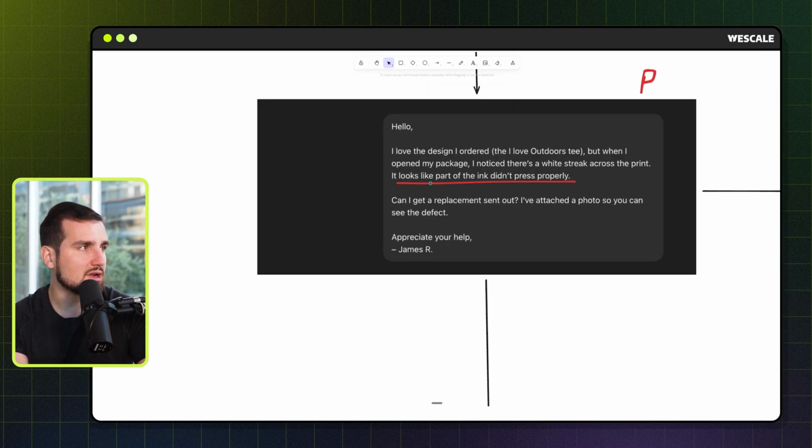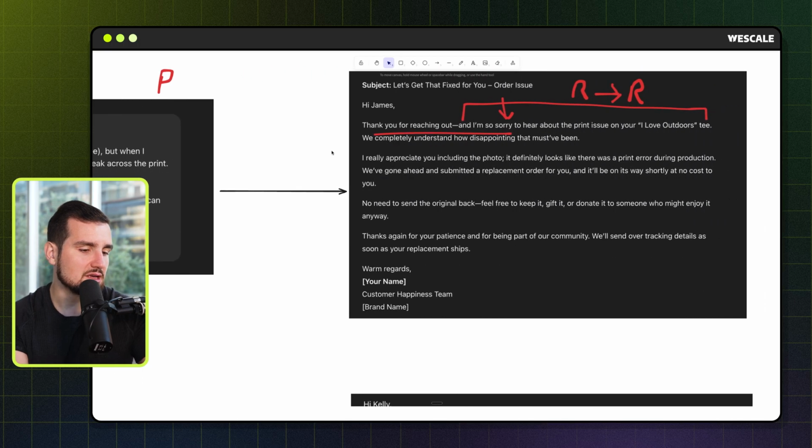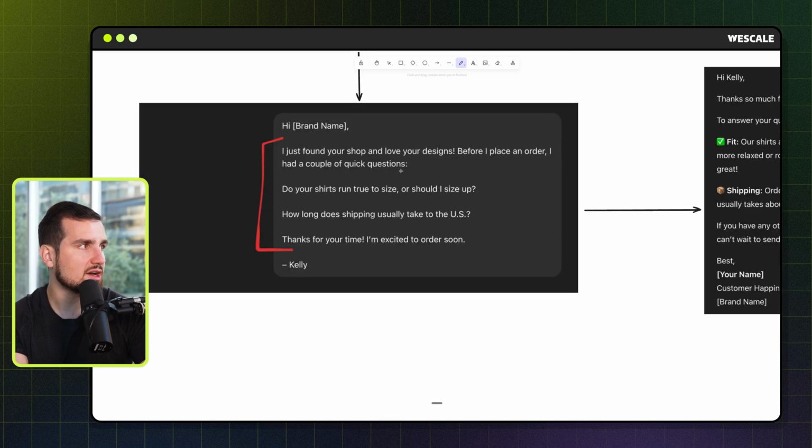I love the design, but it looks like part of the ink didn't press properly. So now we have a print issue. So again, it builds rapport. Thanks them for sharing the image. No need to send the original back. Feel free to keep it, gift it, or donate it to someone who might enjoy it anyway. And then the last one, I just found your shop.